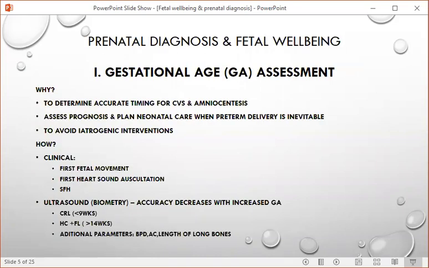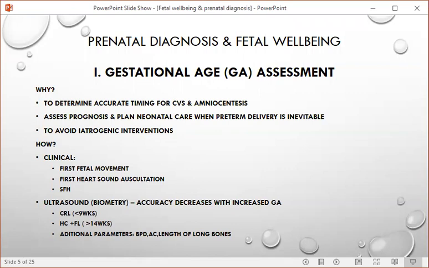Then coming to the gestational age, why do we need to know the gestational age? Because accurately timing the gestational age is important for any chorionic villus sampling and amniocentesis, and also to assess the prognosis and plan the neonatal care when preterm delivery is inevitable. This is also to avoid iatrogenic interventions, because when the wrong dates are there, there is a likelihood of interventions which are not needed and they may cause damage to the baby.